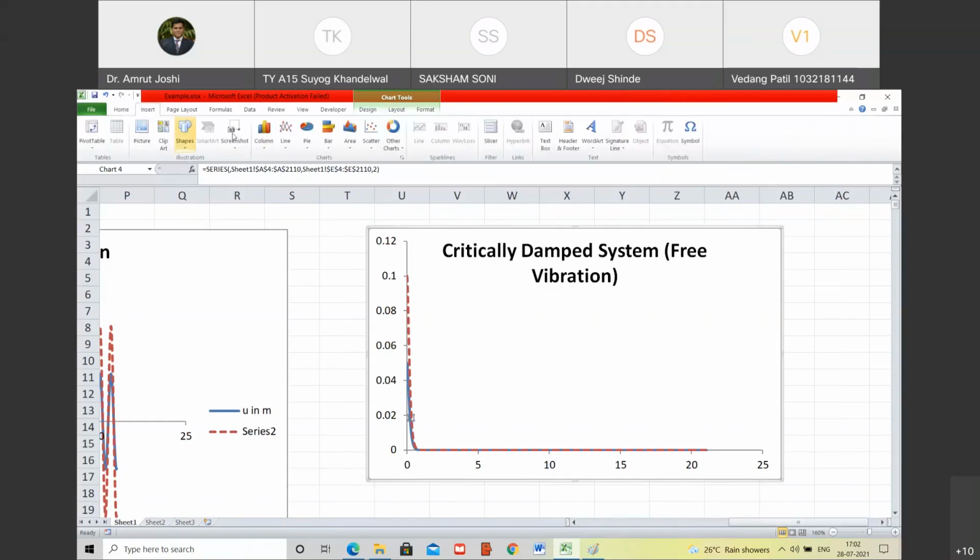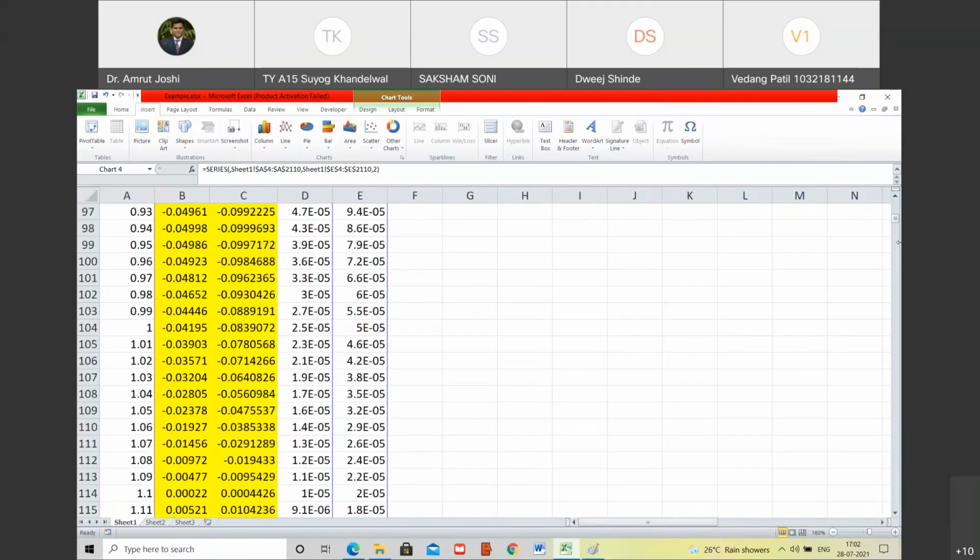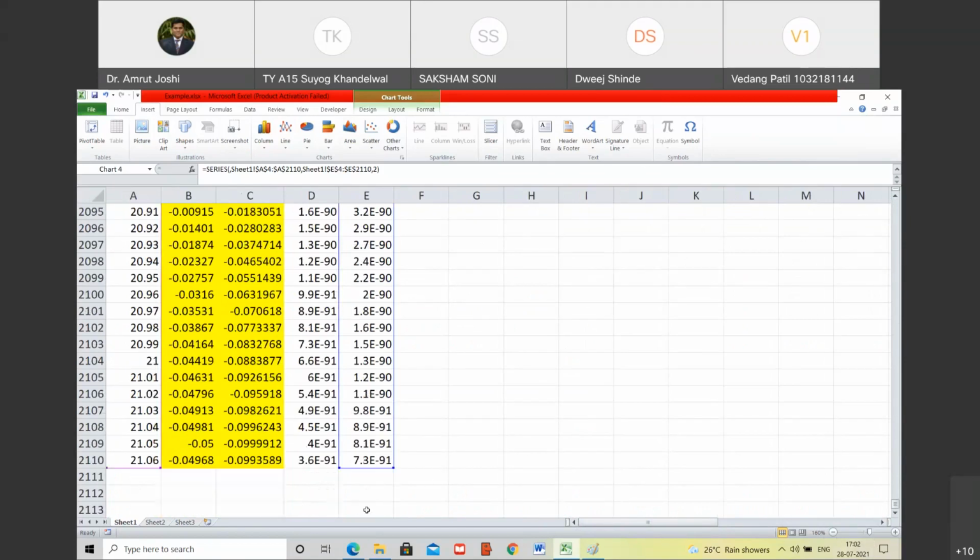So look, at time t equal to 0, from where does the system start? The system with red line starts from displacement of 0.1, that is 100 mm towards right. That displacement goes on reducing and it becomes asymptotic to x-axis at very large time. This value is not 0, it is approaching towards 0. That you can observe in this column. Even at the end, the value is very small. It is 7.3 into 10 raised to minus 91.